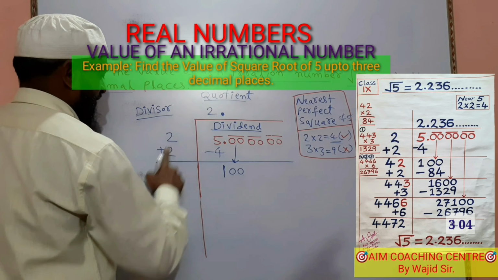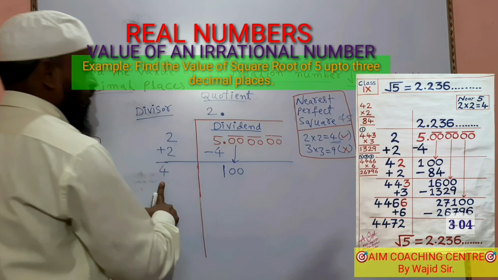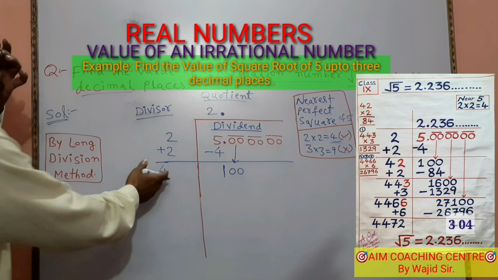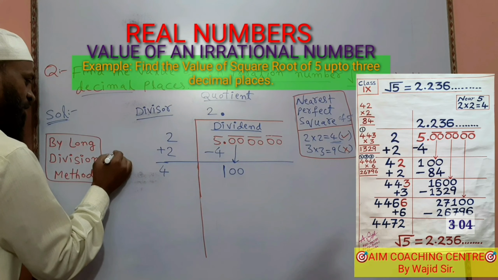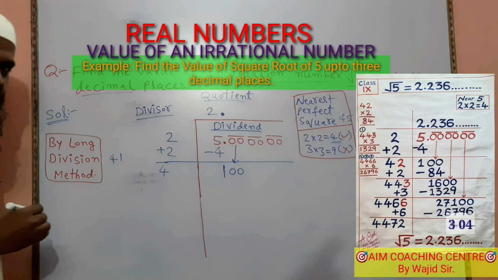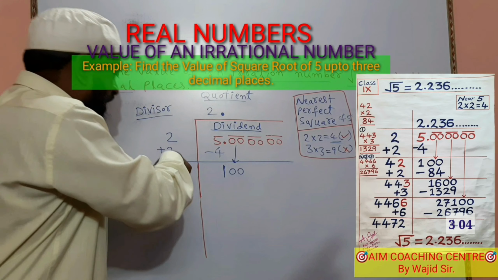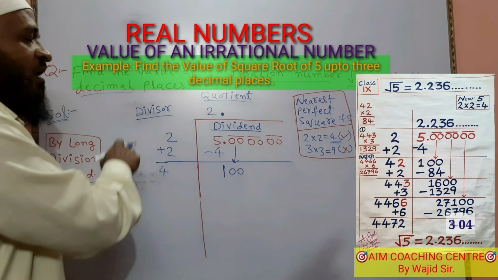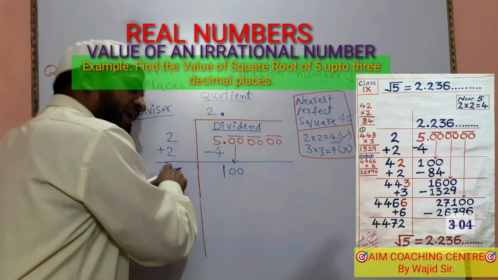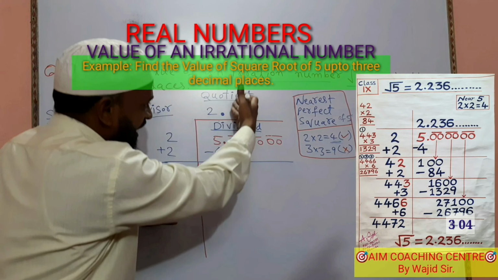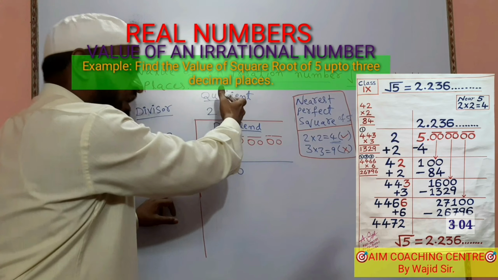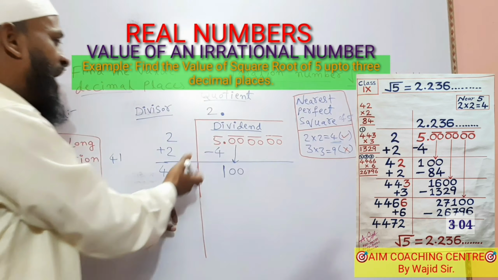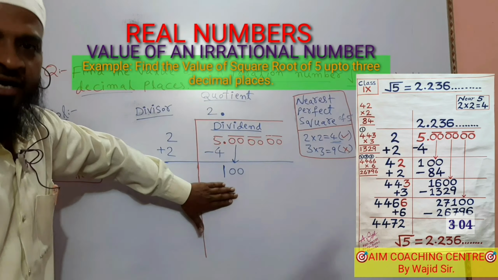We cannot divide directly with 4, so we have to take one number along with 4. If we take 1 with 4, we get 41. If we take 1 in the divisor, we have to take the same number in the quotient, multiply with that number, and write the result under the dividend.